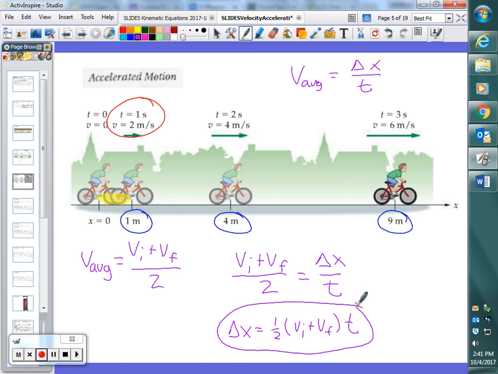I can rearrange that equation to make it look like that. Does everybody follow my algebra there? And how did we get it? It's up there. See that plaque that's right next to the flag? Kinematic equations. That's the last one.